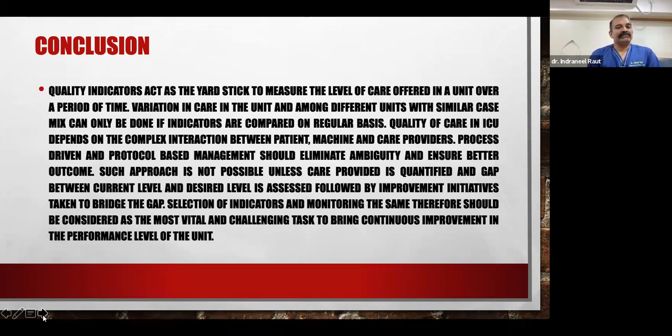Quality of care in the ICU depends on a complex interaction between patient, machine, and care providers. Process-driven and protocol-based management should eliminate ambiguity and ensure better outcomes. Such an approach is not possible unless the care provided is quantified, the gap between the current level and desired level is assessed, and improvement initiatives are taken to bridge the gap. Selection of indicators and monitoring them should therefore be considered the most vital and challenging task to bring continuous improvement in the performance level of the unit.